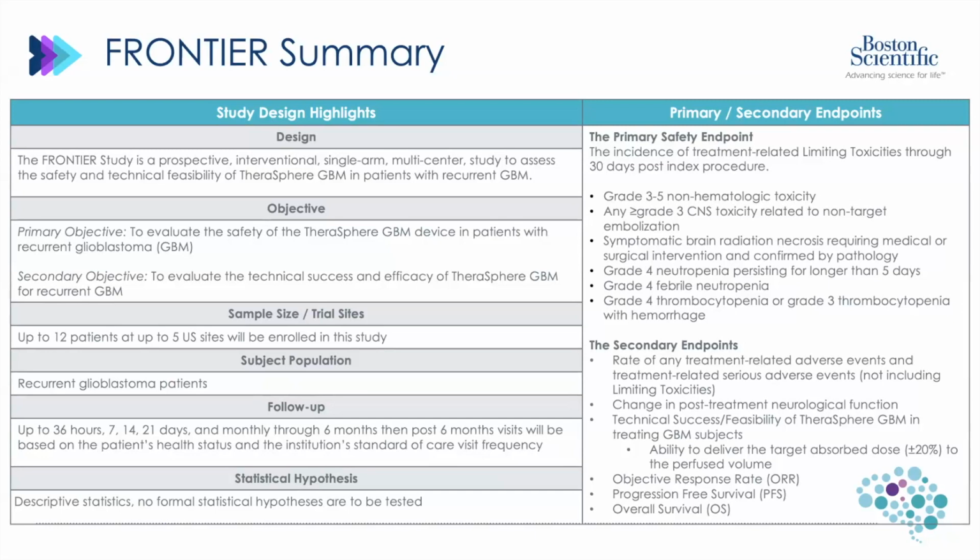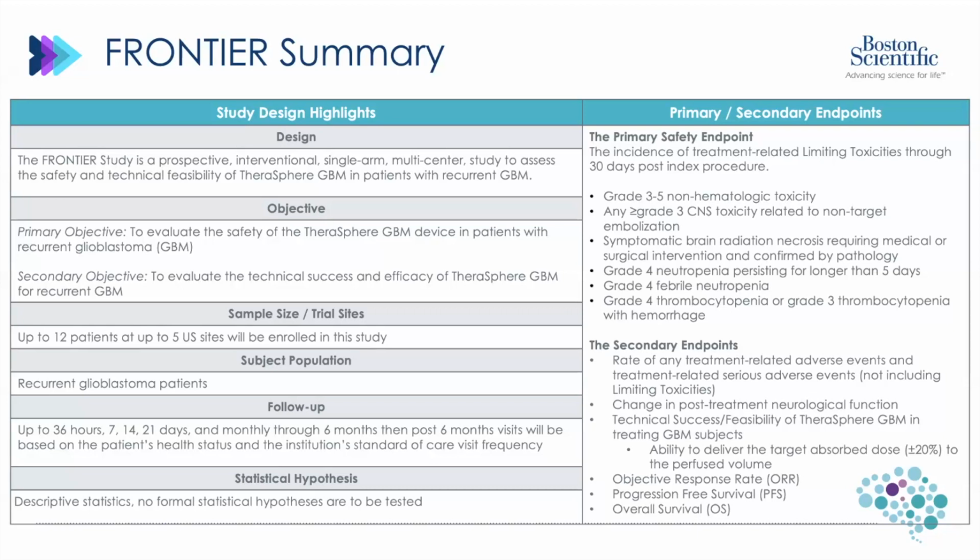It's a single arm, meaning that all the patients will get intraarterial Y90, multi-center, Lenox Hill, Neurosurgery, Northwestern, Mayo Jacksonville, and I'm not exactly sure what other sites are up and running, to assess the safety and technical feasibility of TheraSphere GBM in patients with recurrent GBM. Actually, they're calling it TheraSphere GBM. It really is for first recurrent GBM, meaning that multiply recurrent GBM is really not kind of the patient that we're looking for. The primary objective is to evaluate the safety of this microsphere in patients with recurrent glioblastoma, and the secondary objective is to evaluate the technical success and efficacy.